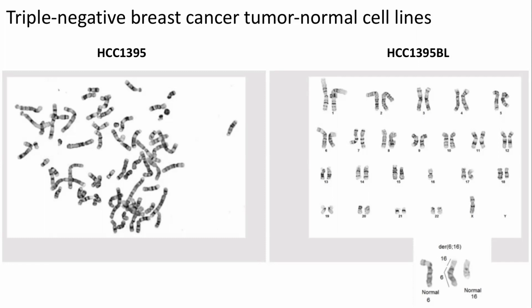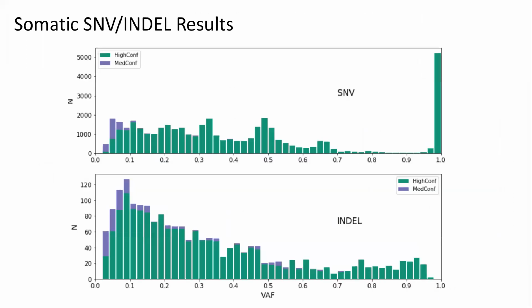On the right side are the chromosomes for the normal cell line, where the chromosomes look more or less normal, except for maybe one rearrangement between chromosome 16 and chromosome 6. But overall, the normal cell line looks quite normal, whereas the tumor cell line looks extremely rearranged. But I will mostly focus on the small somatic variant results, SNVs and indels.